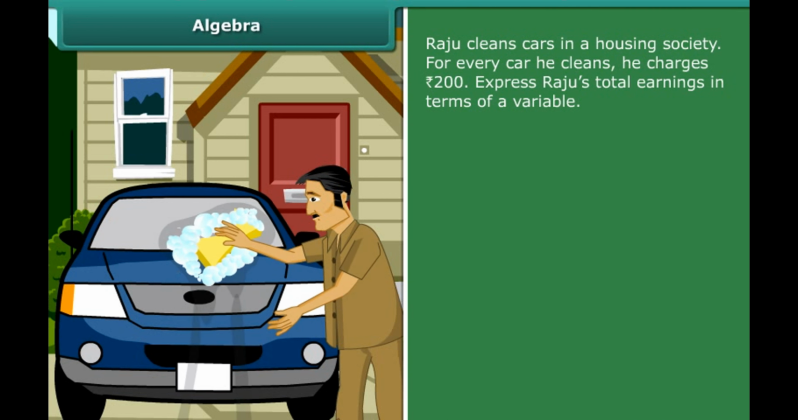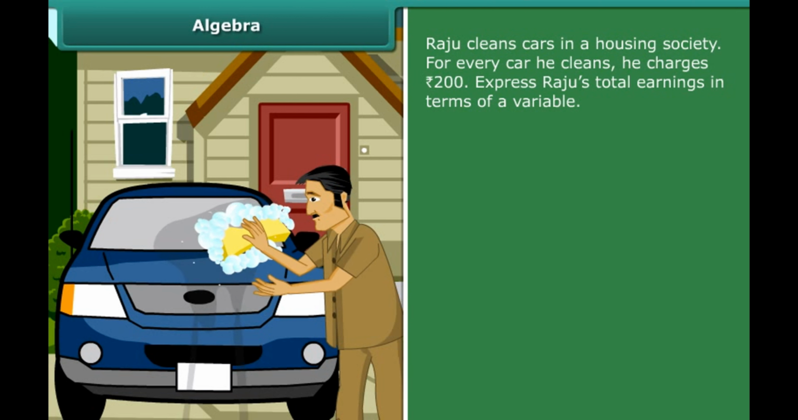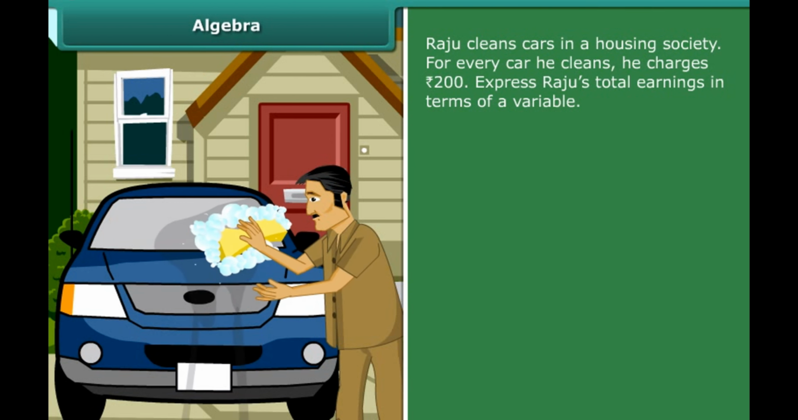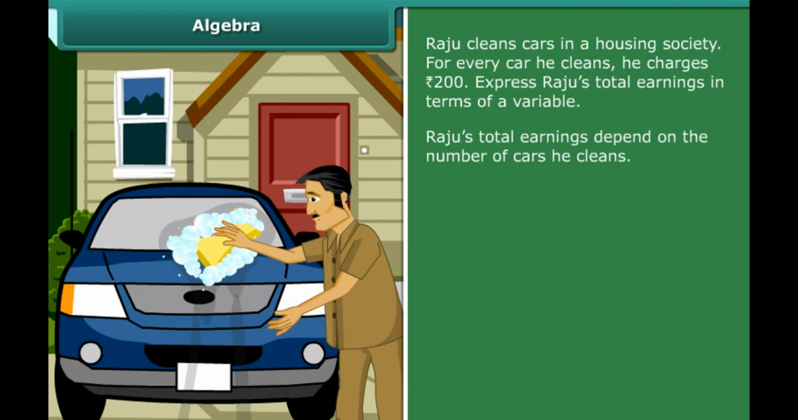Raju cleans cars in a housing society. For every car he cleans, he charges 200 rupees. Express Raju's total earnings in terms of a variable. Raju's total earnings depend on the number of cars he cleans. Suppose he cleans n cars.